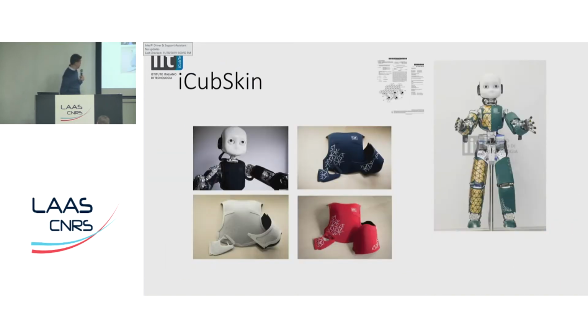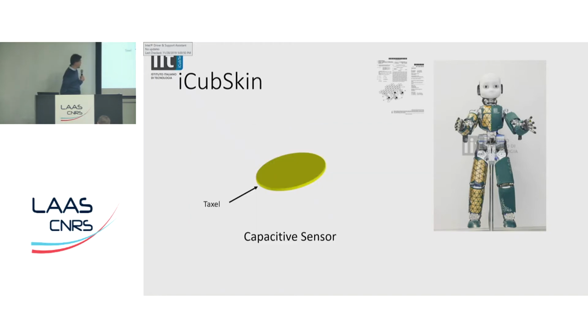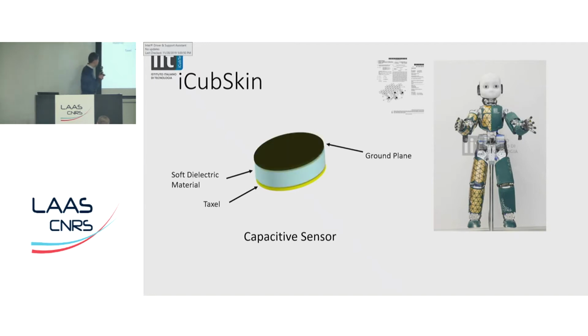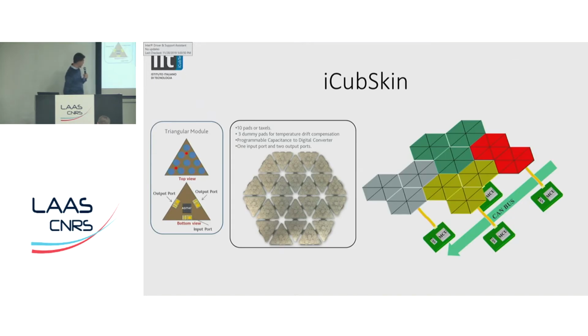This is just a few things about the skin. The skin is capacitive based, and the principle is very simple. There is a soft material, and then there is also a soft dielectric ground plane on top of it. So the more you press, the more the capacitance increases, and then you can get the pressure. We have an 8-bit analog output that is converted within each triangle, and we can get all this information through CAN buses connected to an Ethernet gateway, and we can collect the whole tactile image of the robot every 50 milliseconds.